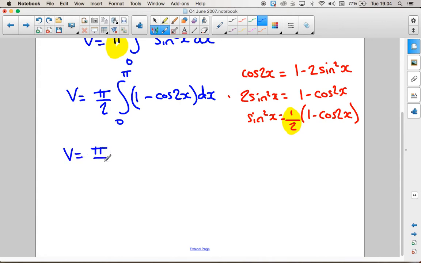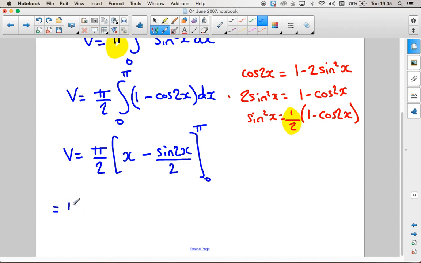So let's go ahead and now integrate what we've got here. Integrate 1, we get an x. Integrate a minus cos 2x, we're going to get a minus sine 2x, but we're going to need to divide that by 2. And that's between 0 and pi.